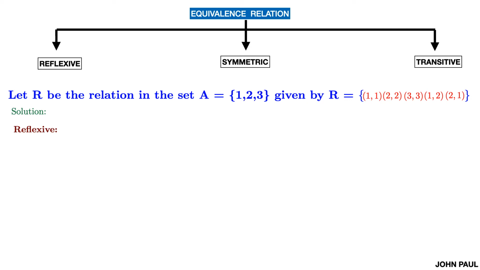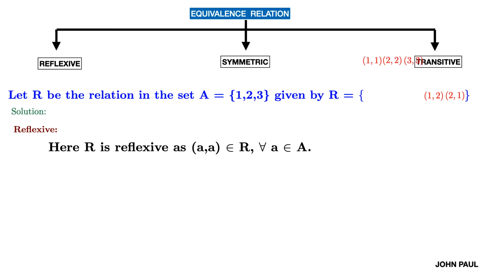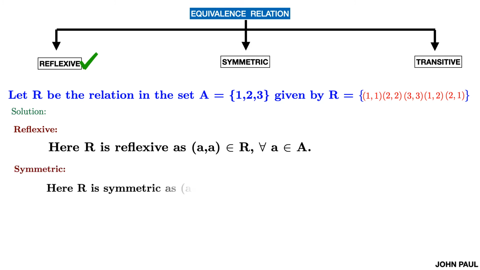Reflexive. In this, (a, a) belongs to R for all a belongs to A. That is (1, 1), (2, 2), (3, 3) is there in the relation R. Therefore, we can say R is reflexive. Next one is symmetric. Here R is symmetric. (a, b) belongs to R implies that (b, a) also belongs to R for all a, b belongs to A.